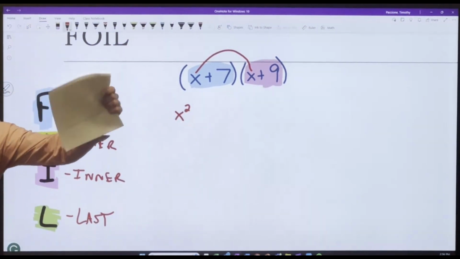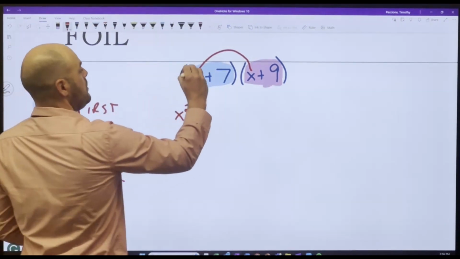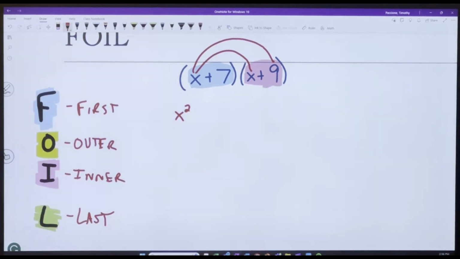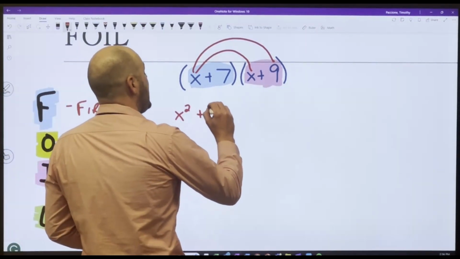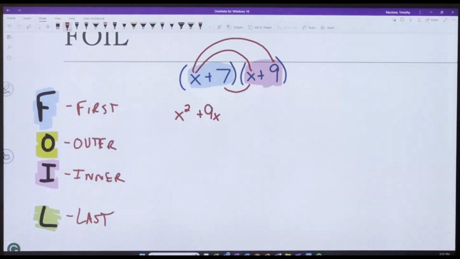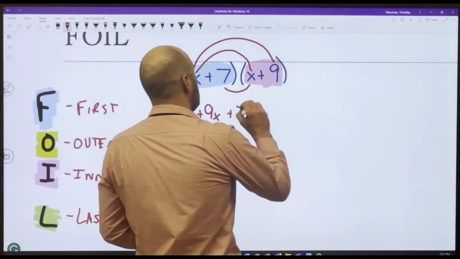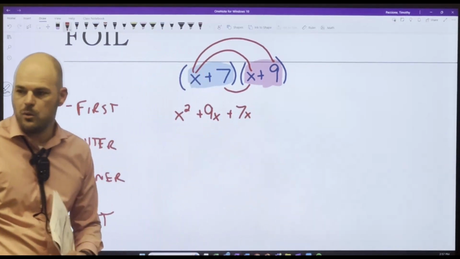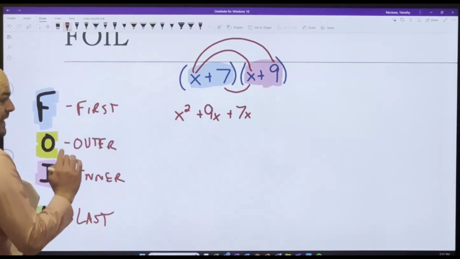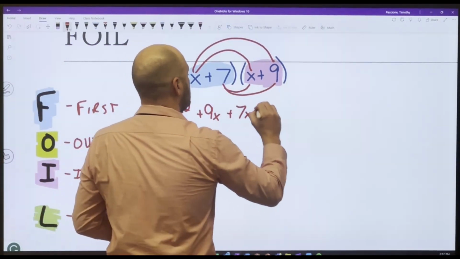Outer just means the ones on the outside. So that would be x and 9. Usually I go x, then 7x, then... So you do inner first? That's okay, as long as you cover it all. But that would give you 9x. And then on the inside, this is what you're talking about? You do this one first? That's okay. You do 7x. Yours is like, I do x, then 7x. Okay, that's okay. And then last is the last ones, right? So it's 7 times 9, which is 63.